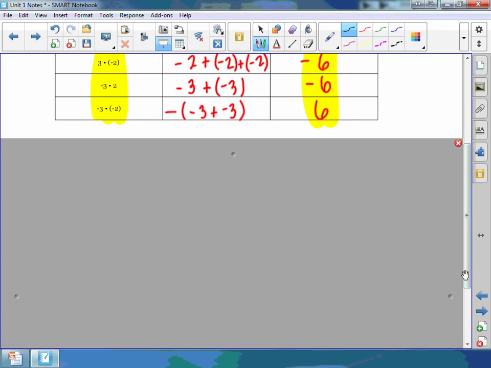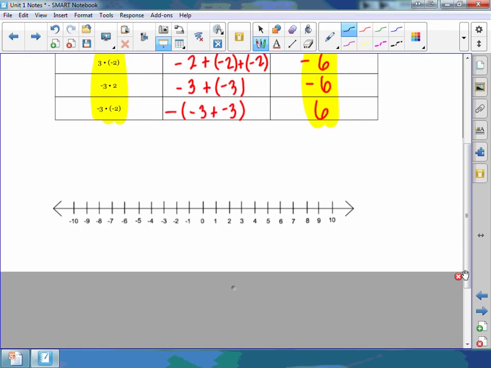Before we actually write the rule, I did ask you, there was one number line problem. And I think it was, what was it, 2 times negative 4? Okay, so we could write it, just to be thorough here. How would I show 2 times negative 4 on a number line?